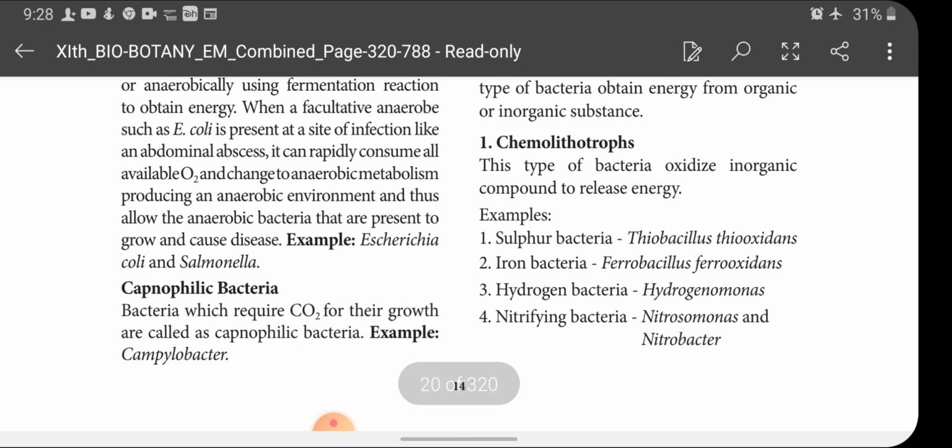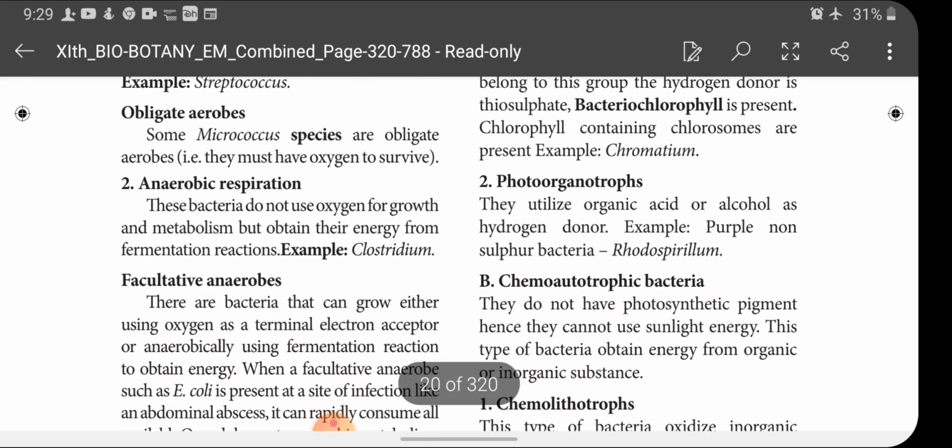And next one is capnophilic bacteria. What is meant by capnophilic bacteria? Bacteria which require carbon dioxide for their growth are called capnophilic bacteria. Example, Campylobacter. Campylobacter is an example for capnophilic bacteria. That is, carbon dioxide is essential for the growth of these bacteria. Example is Campylobacter.